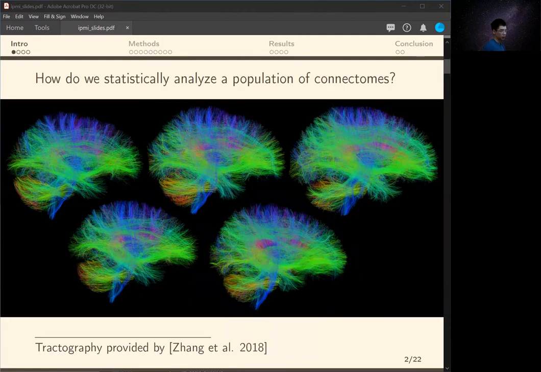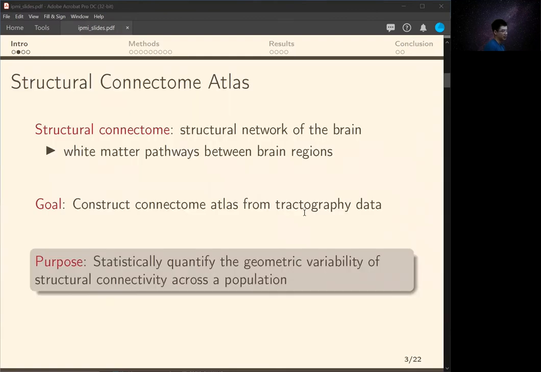There's a rich body of work that studies the structural connectivity of the brain by analyzing the tractography derived from the diffusion image. However, a fundamental challenge remains open: how do we statistically analyze a population of connectomes? We present a novel framework to address this question.